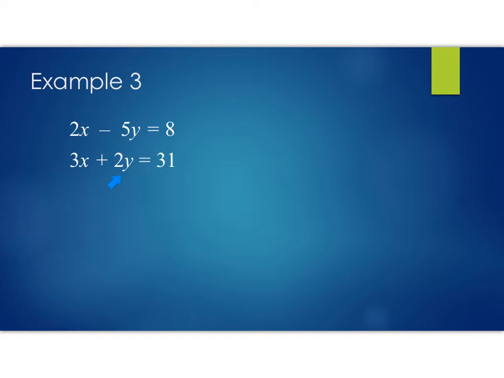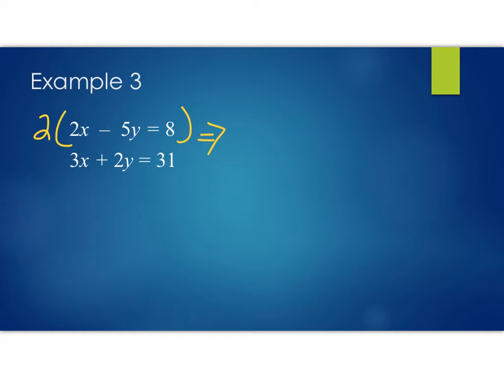One thing I do notice, I notice the y's right here. I already have one that's negative and one that's positive. So I'm going to choose to cancel out the y's. What I can do here, I know 5 and 2 both go into 10. So I'm going to try to make this top one negative 10y and the bottom one positive 10y. So to do that, this top equation, I need to multiply everything by positive 2.